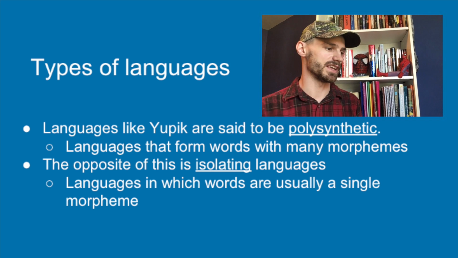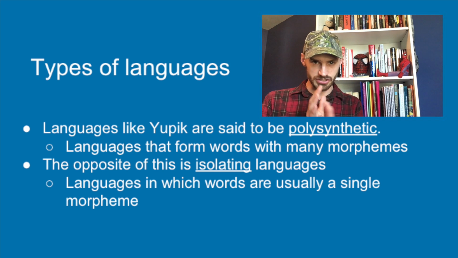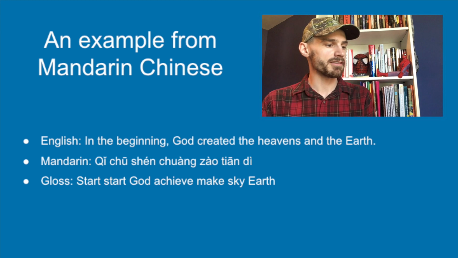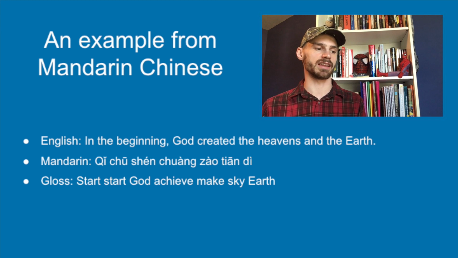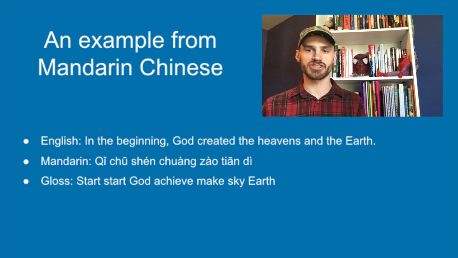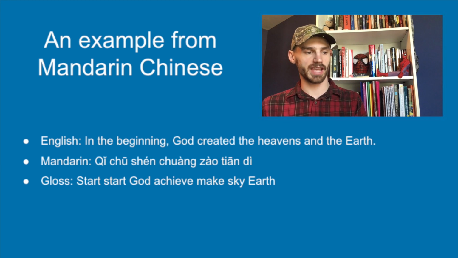And an example of this is Mandarin Chinese, which is even closer to the isolating side of the spectrum than English. Take a phrase like, in the beginning, God created the heavens and the earth. Now, we see a little bit of inflection in the English sentence, right? It's not heaven, it's heavens. It's not create, it's created.